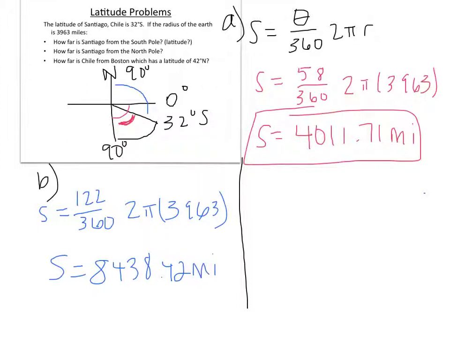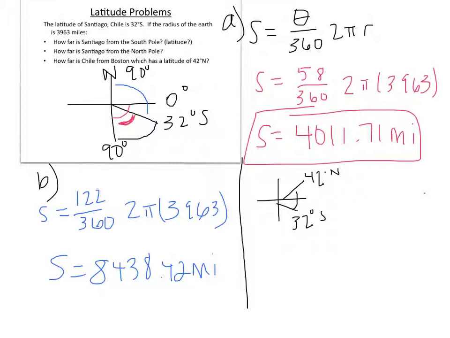For the last one, it says, how far is Chile from Boston? And it tells us that Boston has a latitude of 42 degrees north. So I'm going to draw a fresh picture just so we can see what's going on. So this is 32 degrees south. And we know that Boston is 42 degrees north. So we're looking for this entire angle in here. This video is kind of tough on writing and drawing. I apologize for that, but work with me.